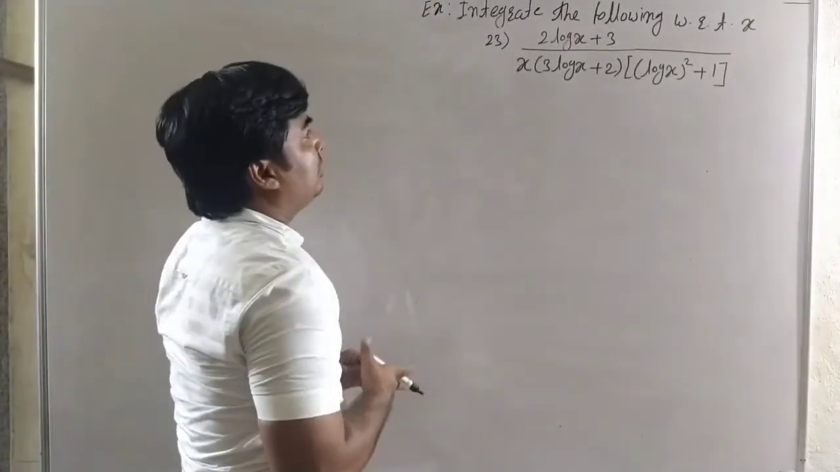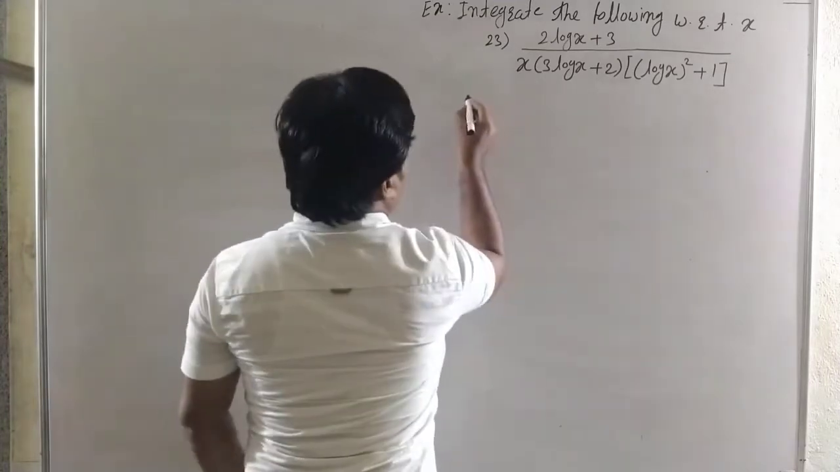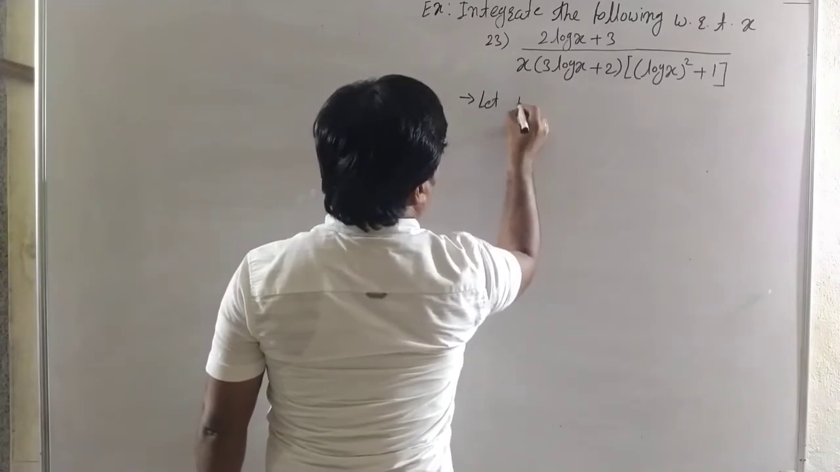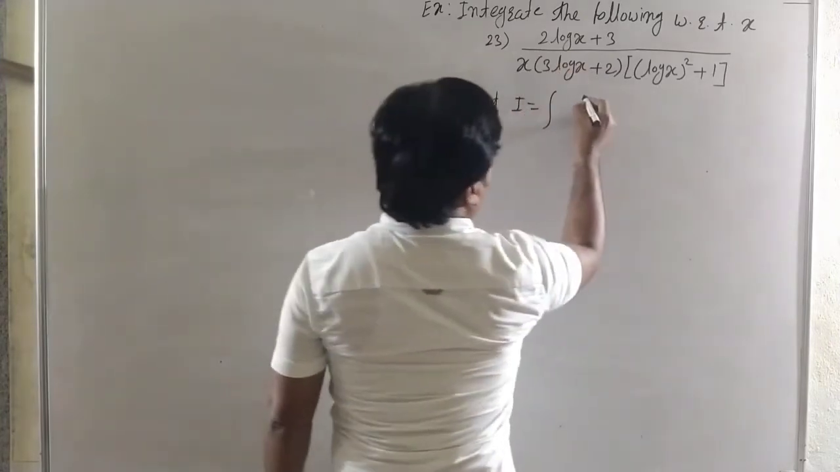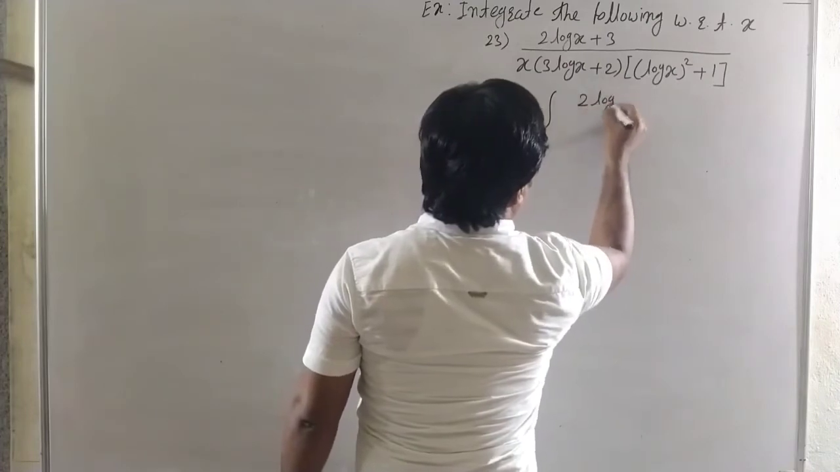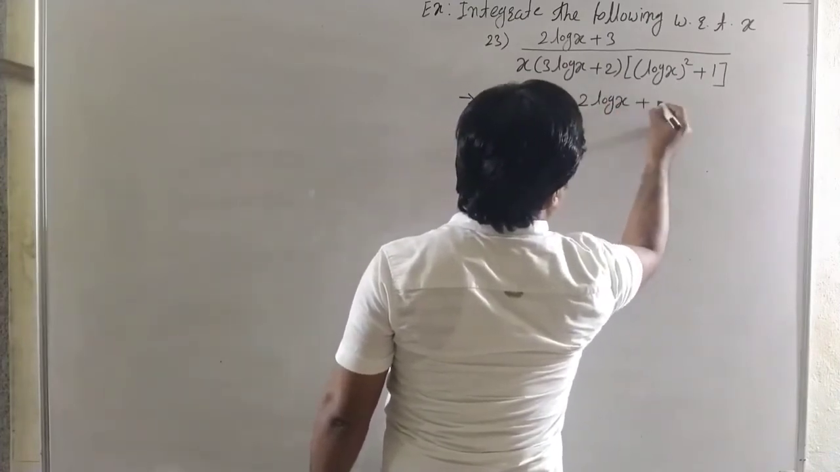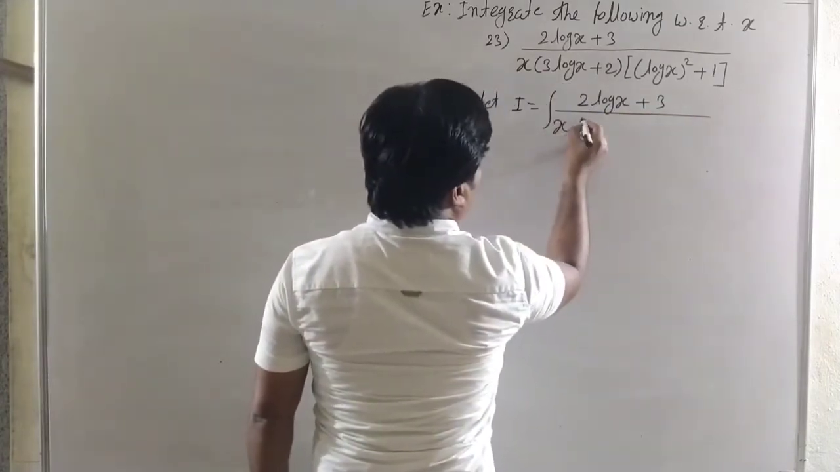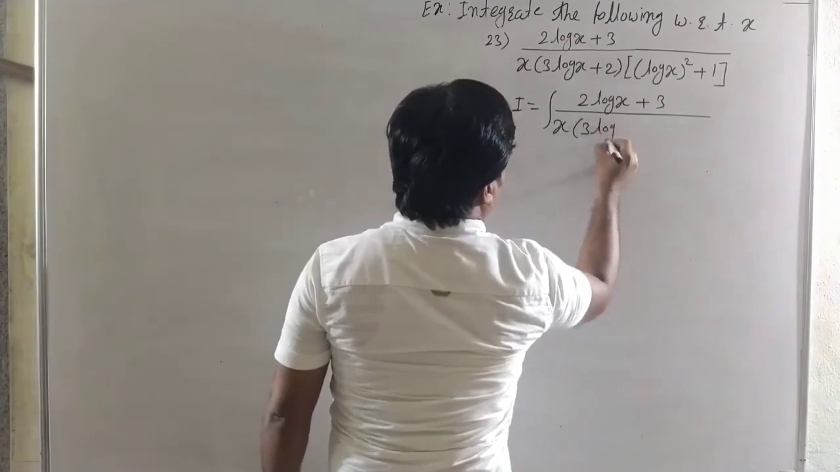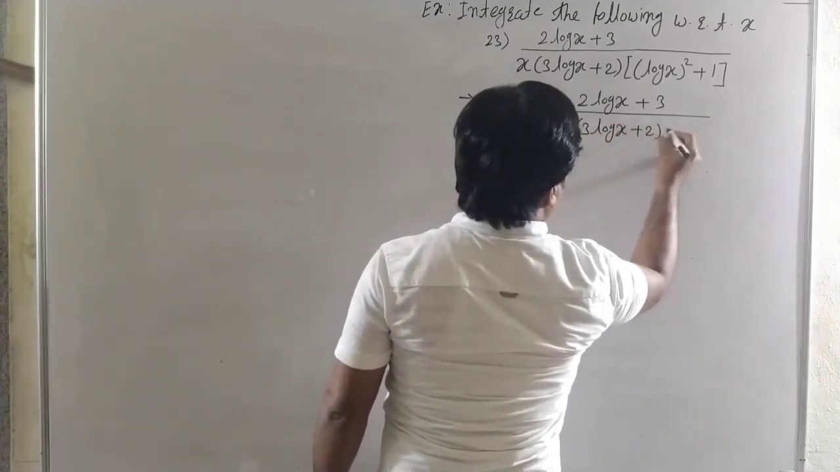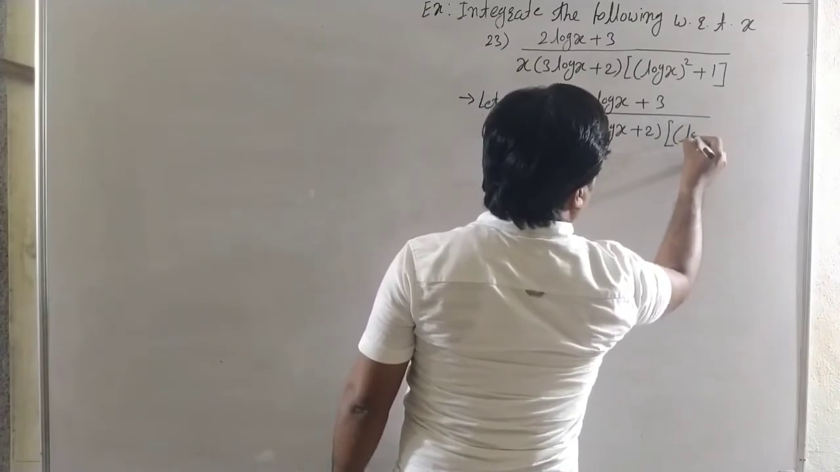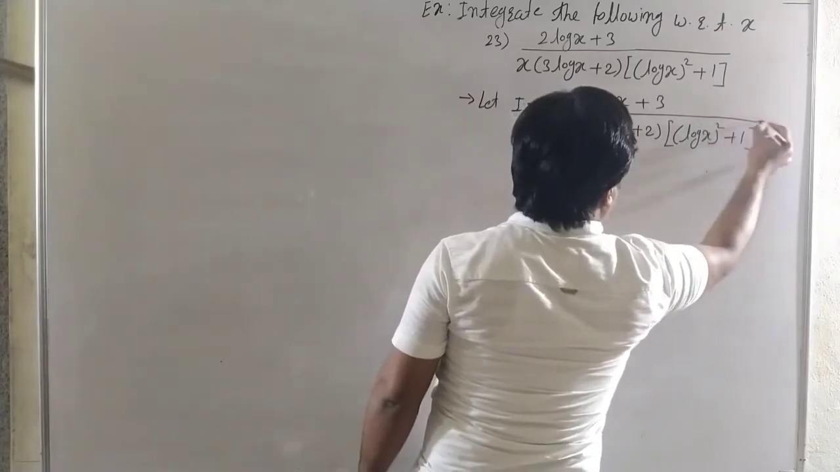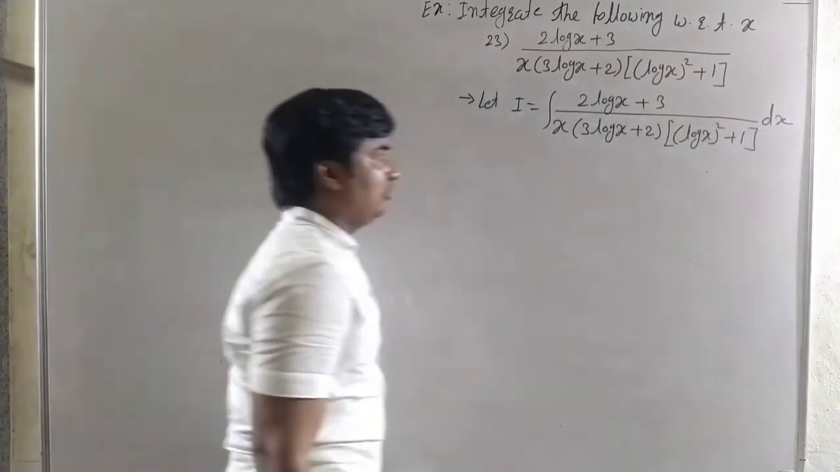Now we can find the integral of this function with respect to x. So here we can write, let this integral, 2 log x plus 3 upon x into 3 log x plus 2 into log x whole square plus 1, with respect to x. Integral with respect to x.